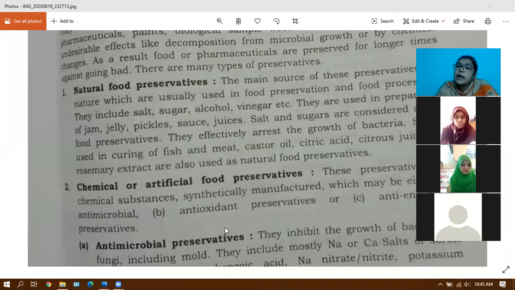And chemical or artificial preservatives. These preservatives are chemical substances. That means they are synthetically manufactured, and may be antimicrobial, antioxidant, or anti-enzymatic preservatives. Now we will discuss these preservatives.